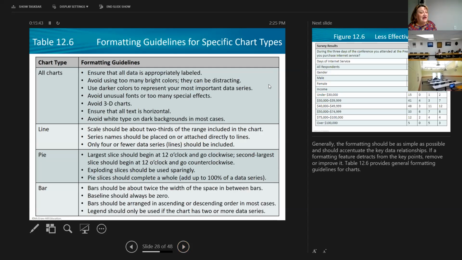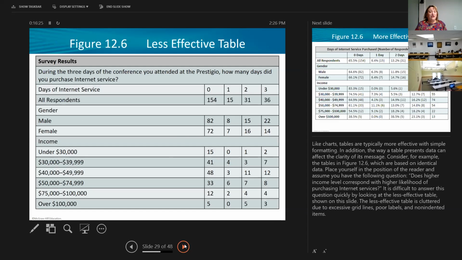Some information there about line, pie, and bar charts. I think you should probably take a look at those. If you are using something like Excel to generate some of these charts, most of these steps are followed by the software programs themselves. So you just have to check behind to make sure that you've input the data correctly to get the right results. But table 12.6 is in your textbook. It's going to give you those guidelines should you decide to use any of those types of charts.